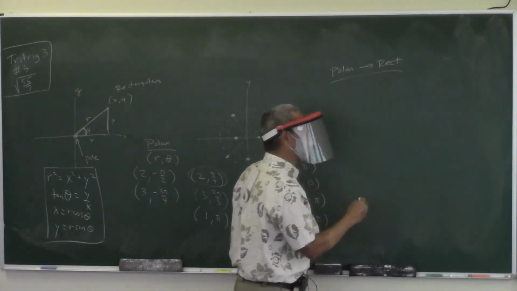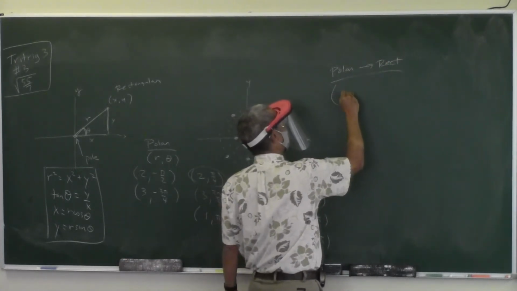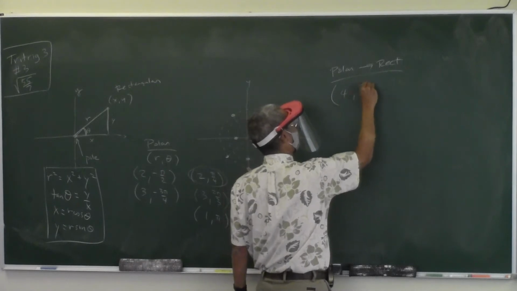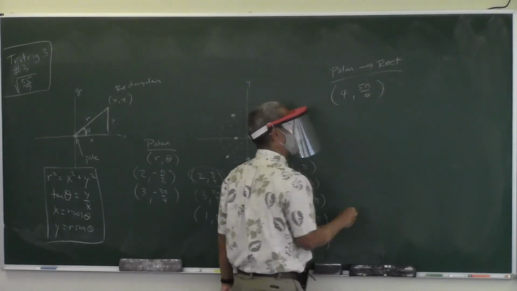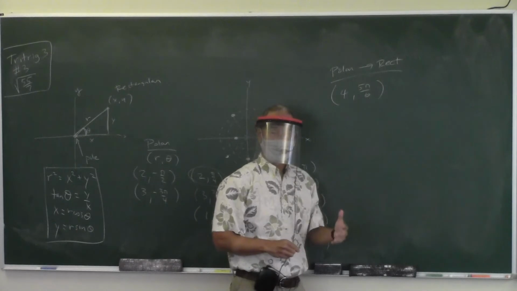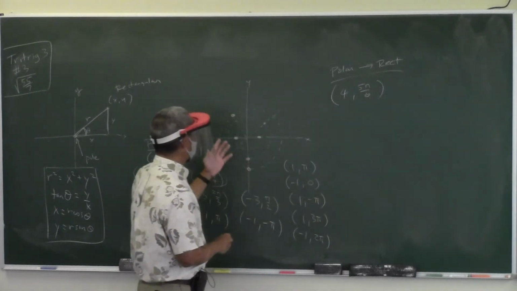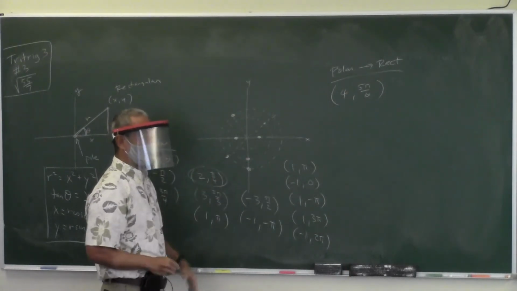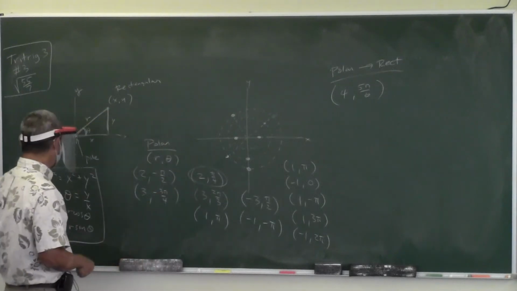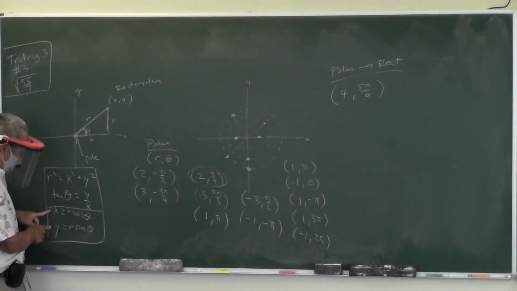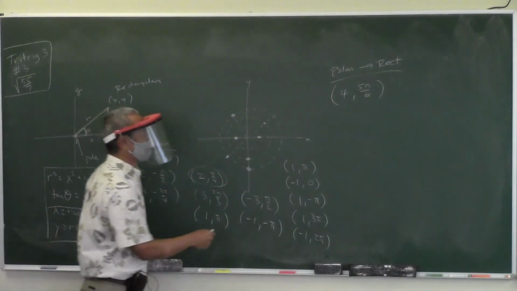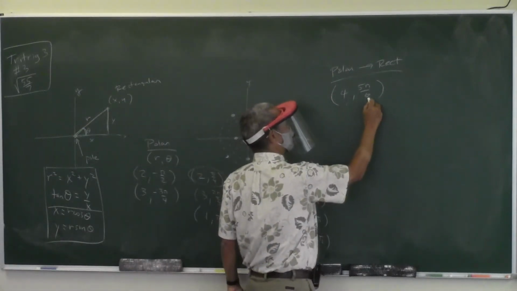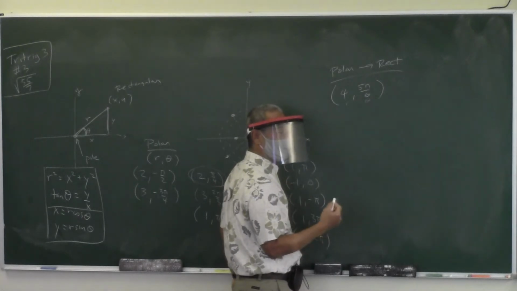If I give you a polar point like 4, 5 pi over 6, how do you convert that into rectangular coordinates? Well, you could actually draw the graph and then figure it out, but I'm telling you the fastest way is to use these 2 formulas right here. Remember, this is r and this is theta, right? How do you convert this to rectangular?